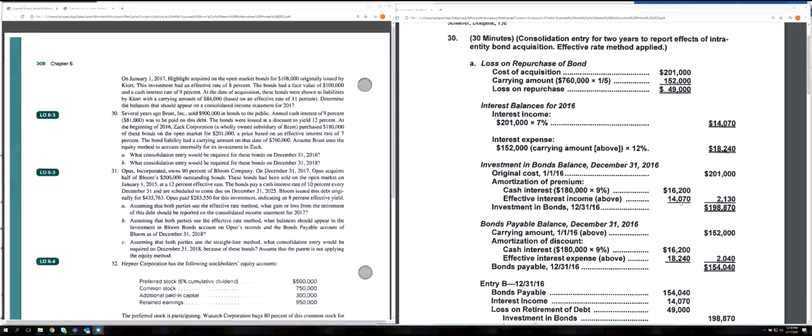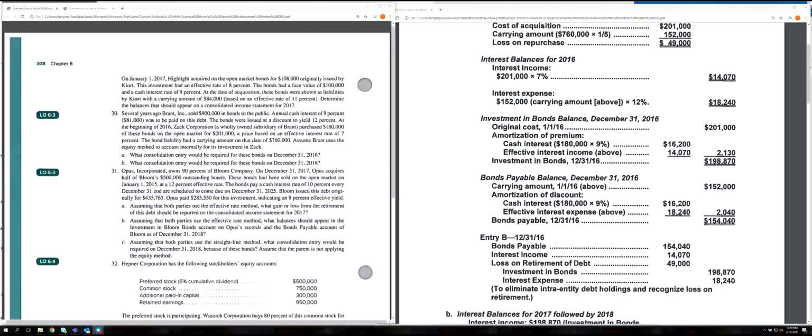Okay, let's keep going. The other two pieces we have to take care of: we have to figure out what the investment in bonds looks like at December 31st, 2016. That's the end of the first year, after the debt has been bought, right? It says at the beginning of 2016. We're at the end of 2016 and figuring out what that investment account looks like. We also have to figure out what the bonds payable balance is, and that's going to be on Brandt's books.